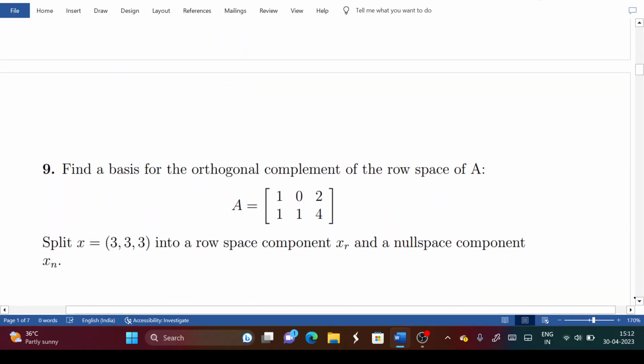Next question is: find a basis for the orthogonal complement of the row space of A. First of all, what is the orthogonal complement of the row space? It is the null space. That means we are interested in finding a basis of the null space of A. Next part of the question is: split x into a row space component xr and a null space component xn. Let us do it.